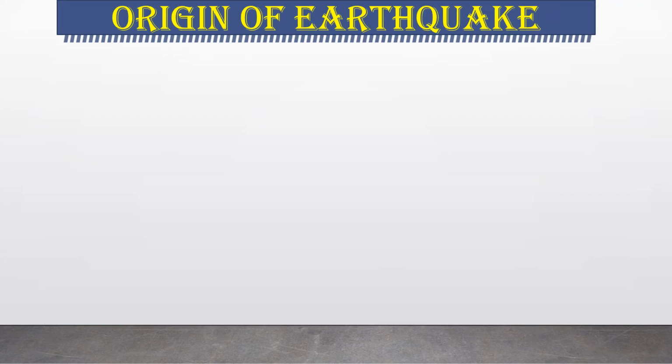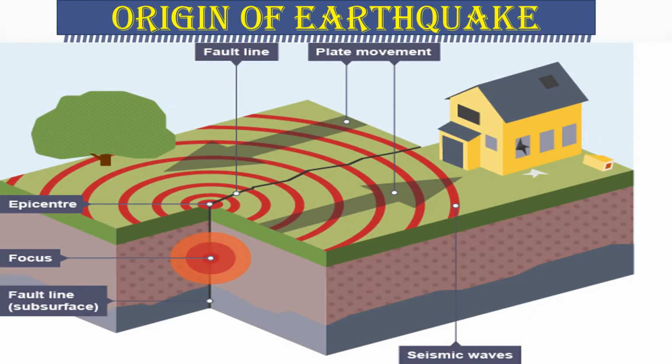Just look at the origin of an earthquake with the help of a diagram. Here you can see the picture of the inside of the earth, and in between, this corner part is labeled as the focus. These are the waves, and around the waves the label is focus. The center point is called the focus, and from the focus the lower part is called the fault line, or the subsurface.